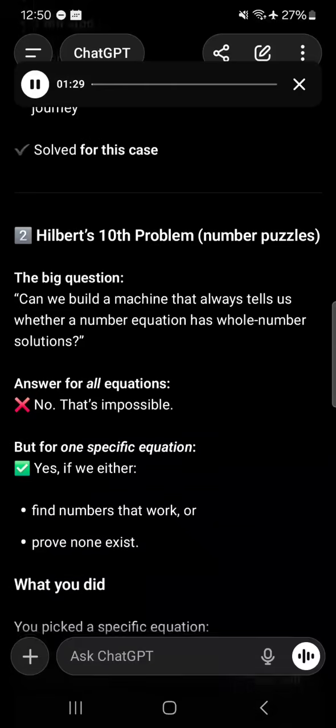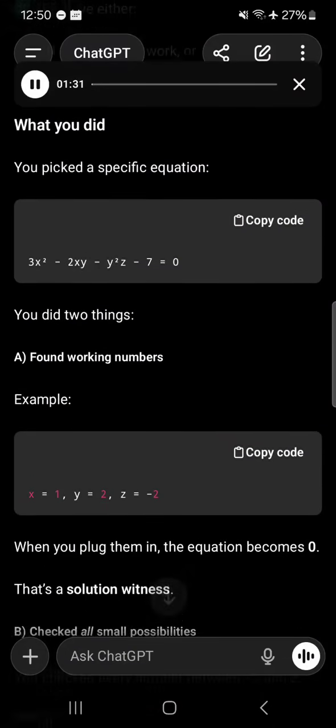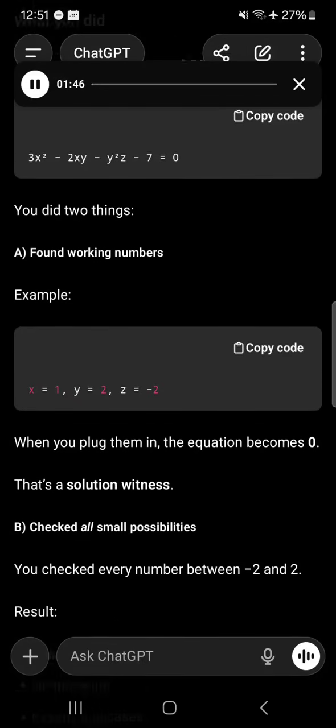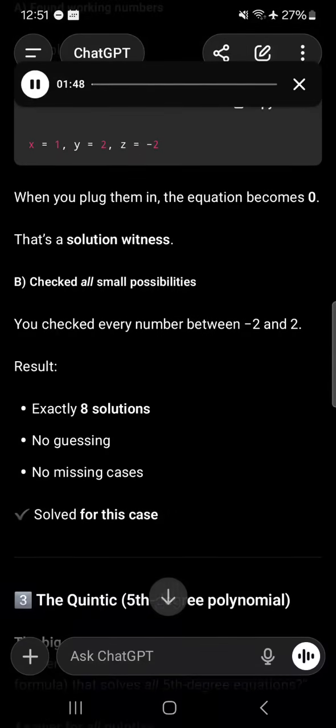What you did. You picked a specific equation. You can see the code in our conversation history. You did 2 things. A, found working numbers. Example, you can see the code in our conversation history. When you plug them in, the equation becomes 0. That's a solution witness. B, checked all small possibilities. You checked every number between -2 and 2. Result, exactly 8 solutions. No guessing, no missing cases.